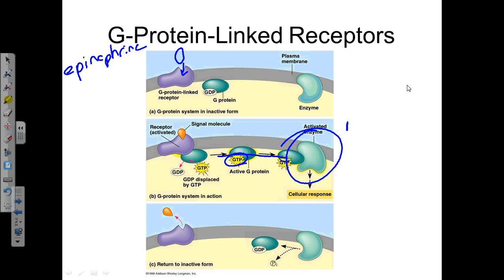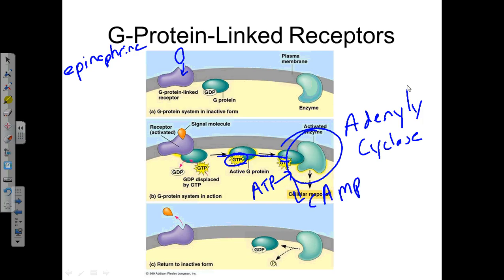This enzyme down the way, at least in the liver cells, is called adenylyl cyclase. When it gets phosphorylated by this GTP, it becomes active. And its job is to turn ATP into what? cAMP, cyclic AMP, which we refer to as what kind of thing? Secondary messenger. And this enzyme doesn't just make one of those cAMPs, it makes bunches of them.